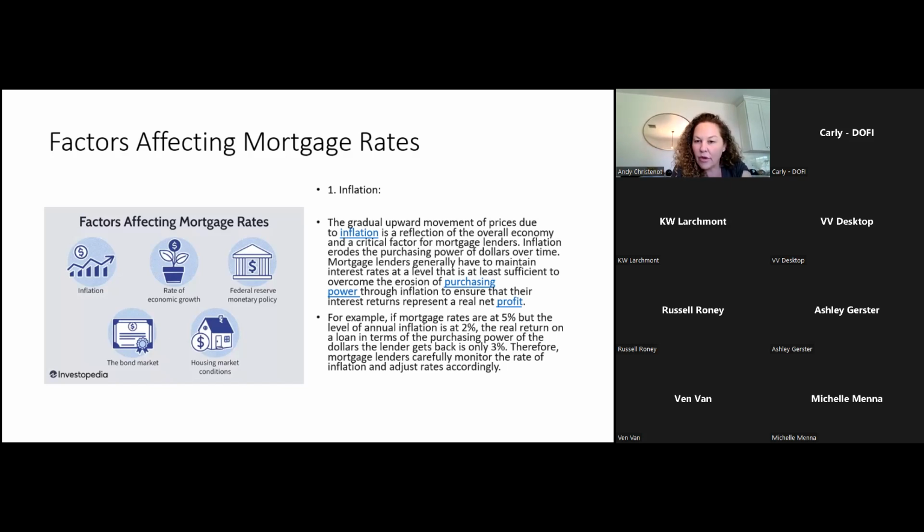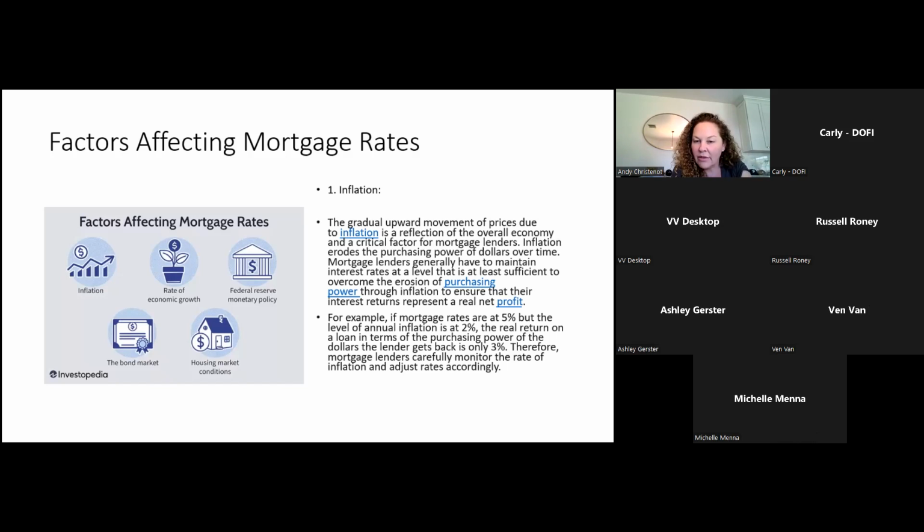For example, if mortgage rates are at 5% and the level of annual inflation is at 2%, the real return on the loan in terms of purchasing power of the dollar to the lender only gets back 3%. Therefore, mortgage lenders carefully monitor the rate of inflation and adjust rates accordingly. Does anybody have any questions about inflation? Does that make sense to everybody?